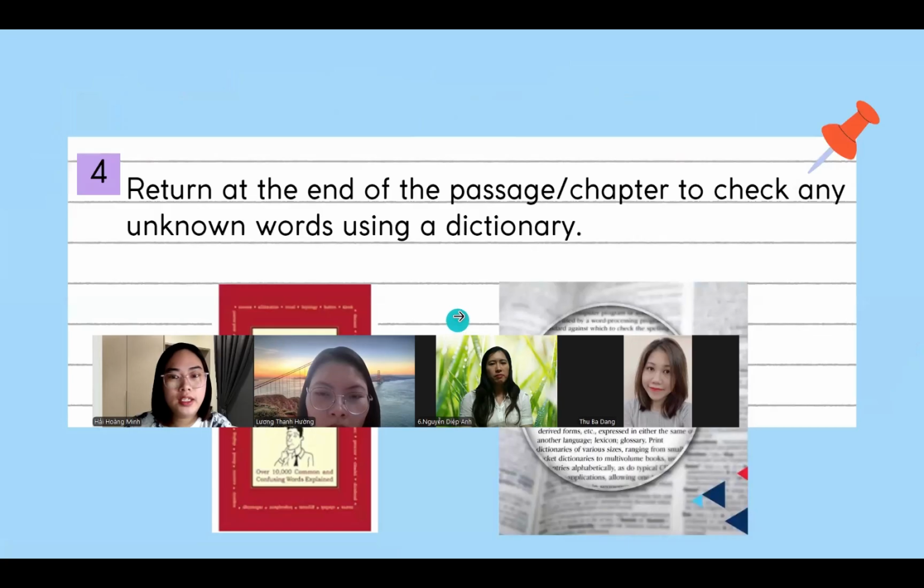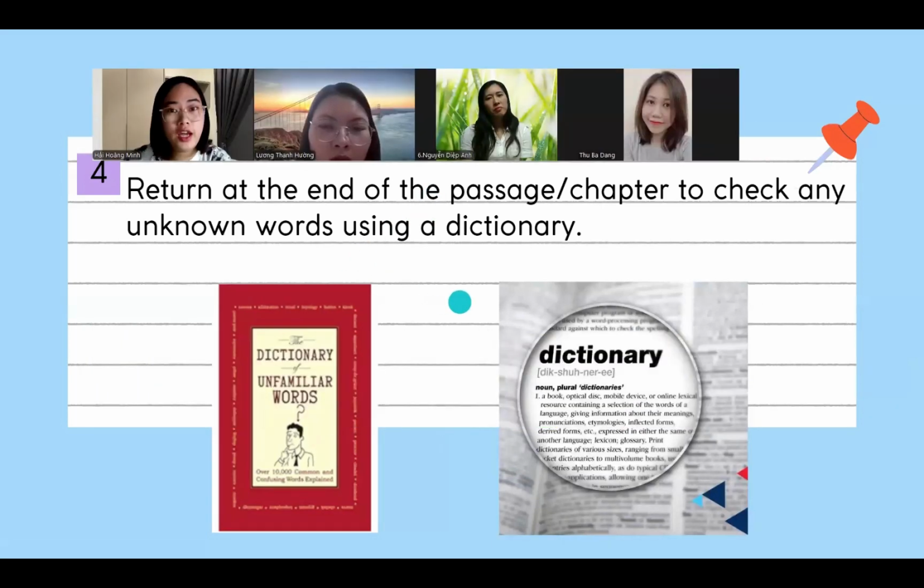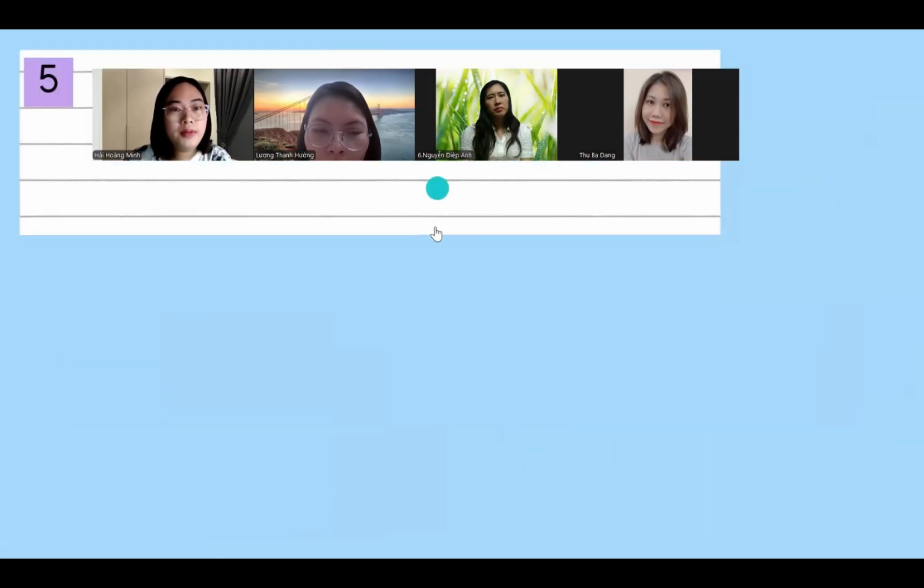So next step is to return at the end of the passage or chapter to check any unknown words using the dictionary. In this step, you can use the dictionary to check the meaning of any unknown words. All right. After you guess, now you can have some time to check the meaning, whether it's correct or not.